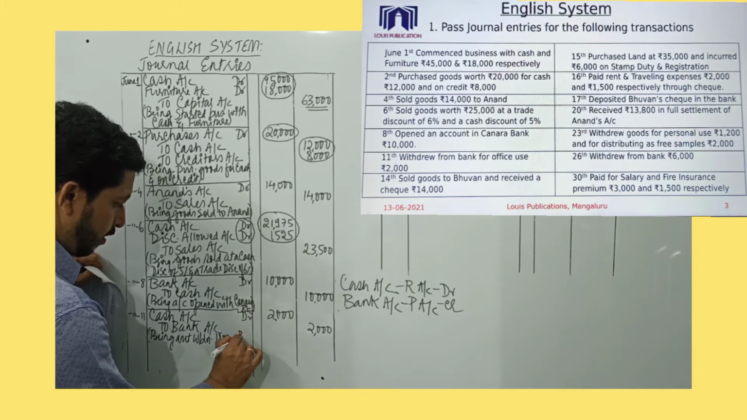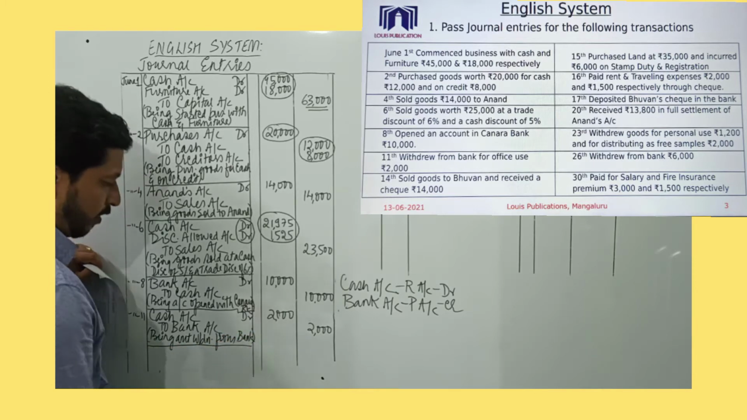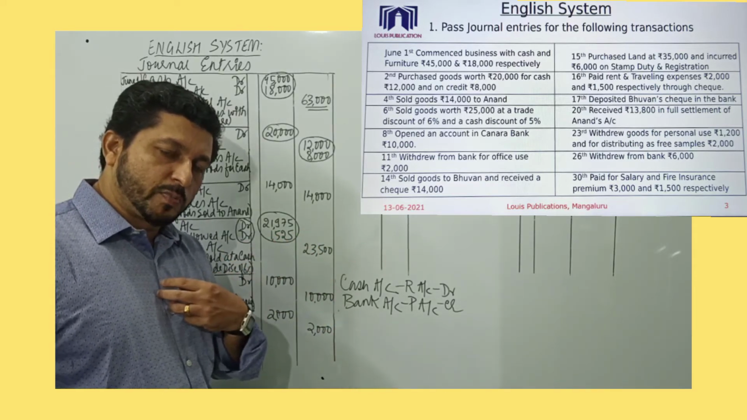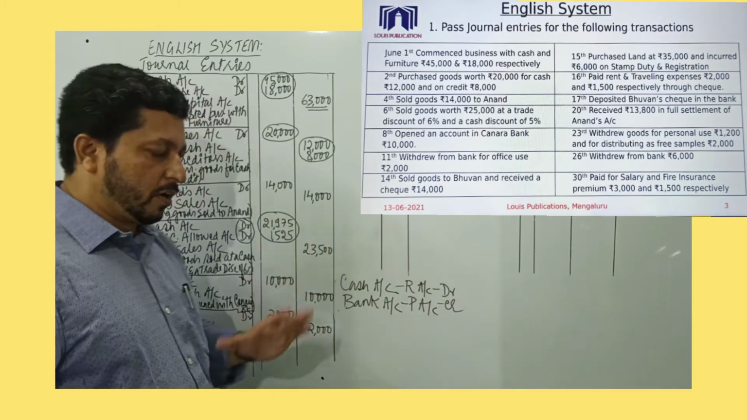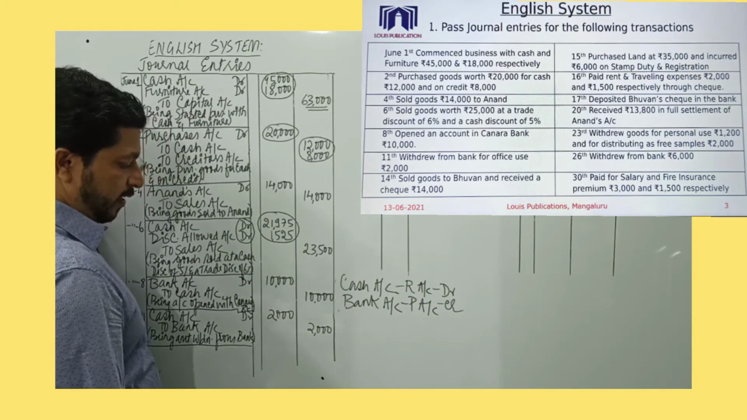Now for what purpose it is withdrawn? It is not given. It is just given that it is for office use. Now the money has come to the businessman's hand. He can buy anything for the business. Now, one more very important point apart from journal entry.